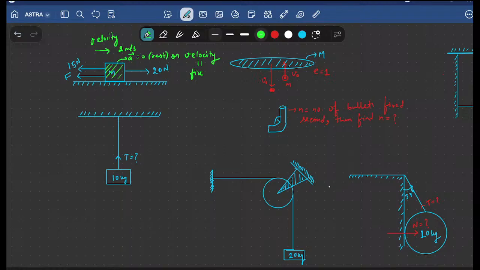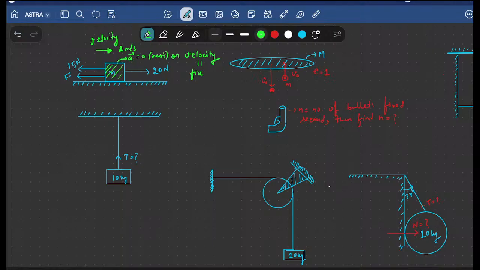So always remember this point: for confusion, they might show that a body is moving with 2 meter per second, a fixed velocity, and then you will start thinking that 20 Newton must be greater than 15 plus F. Oh my God, you are making a very big mistake. Why? Because since the body is moving with fixed velocity, the forces in either direction must be balanced, because neither its direction nor its magnitude is changing. It means the force on either side must be balanced, right?